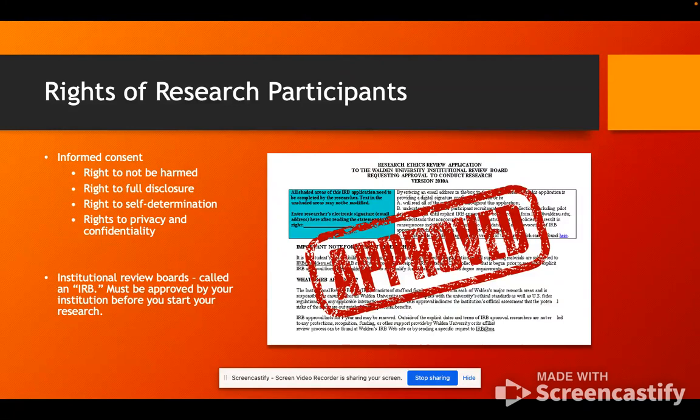Your institutional review boards, you will hear this called an IRB. It must be approved by your institution before you start your research. Most of your hospitals and universities are involved as an IRB. And they have to review and approve your request to research and approve the project that you're going to be researching.